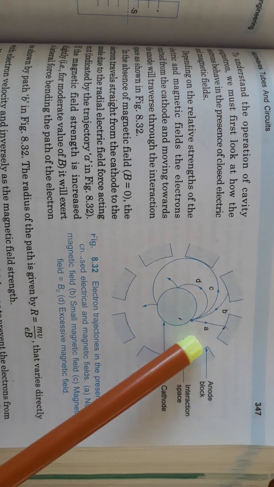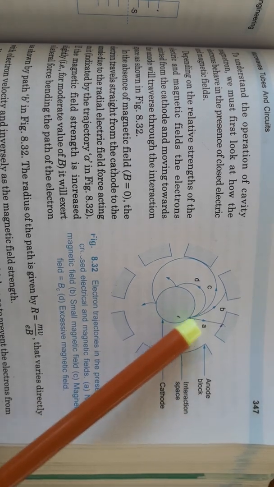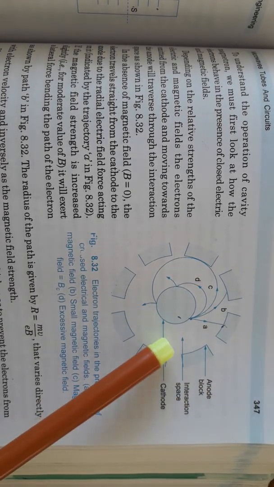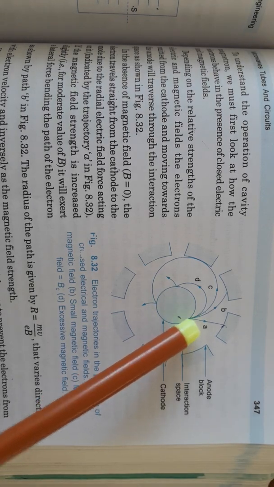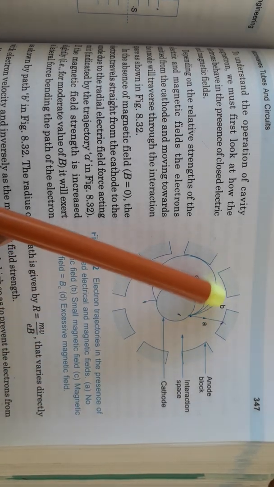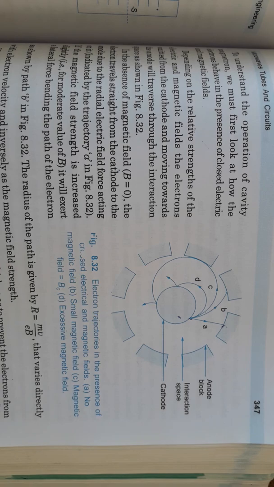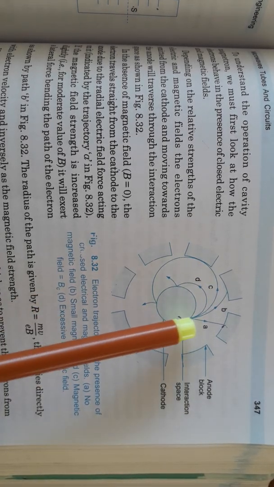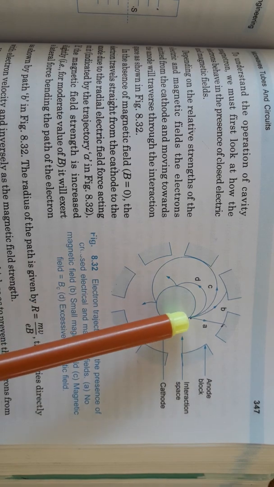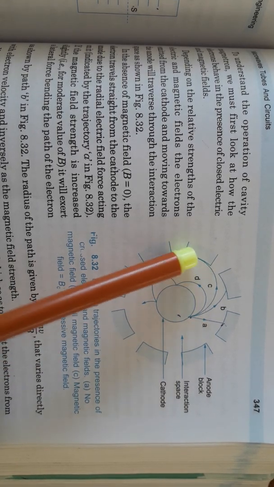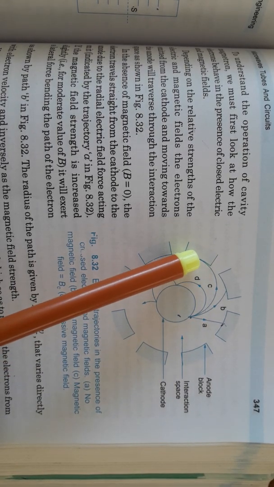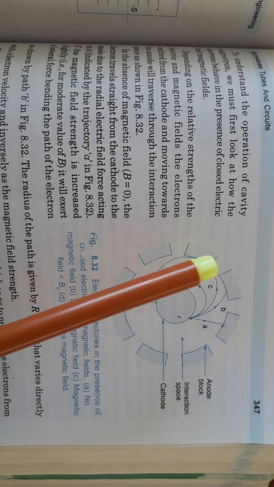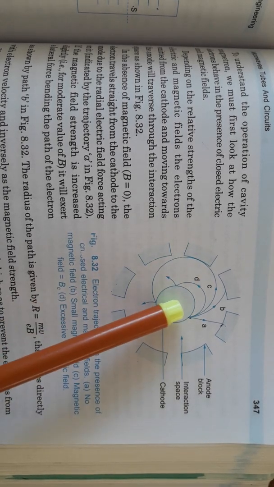So B equal to 0, magnetic field is 0, the electron takes a straight path. We increase the magnetic field a little, and the electron takes a somewhat curved path. We take the magnetic field to the critical value. For the critical magnetic field, the electron will just reach the anode, but it will not be collected by the anode and returns back to the cathode.